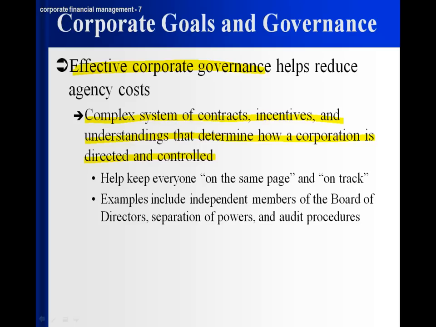Understandings, it may be the case that big decisions aren't made until it's discussed with various parties, so everyone's on the same page. Some other examples would be separation of powers. So you wouldn't want the same person who's keeping track of where money goes to be the person who can write the checks. You want those to be different people so that somebody writes a check, someone else is keeping an eye on it. There's independent members of the board of directors, folks from outside the company, and there's audit procedures where you come in and you check to make sure everything's adding up. So these are just some examples of keeping everybody on the same page.